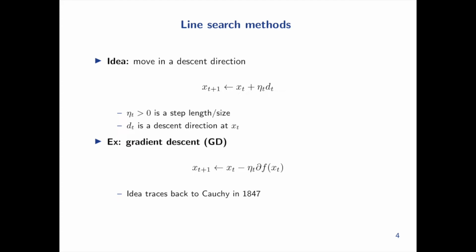This is a very old method. Historians have traced this back to Cauchy in 1847, but this idea probably goes back maybe even further to the time of Newton. But again, the idea here is that you're going to move in the direction of the negative gradient. How much you move is unspecified, but as long as you move in the direction of negative gradient, it's a line search method in which the descent directions are chosen to be the negative gradient at the current iterate. Then this is what we're going to call gradient descent.